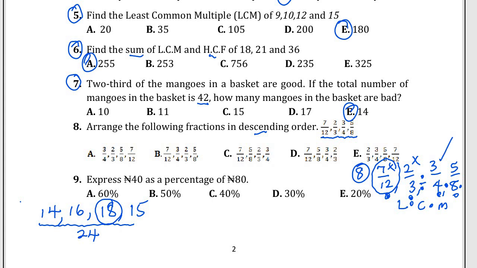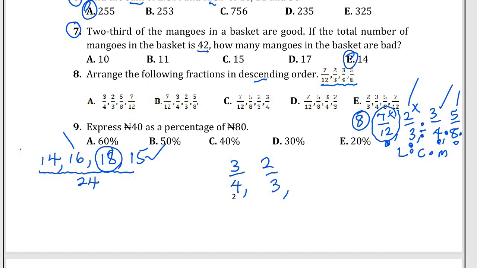And 18 is represented by 3/4. You write 3/4. Now, the next is 16, represented by 2/3. 2/3 comes next. Then we have 15, represented by 5/8. 5/8 comes next. And the smallest is 14, which is 7/12. So I have arranged it. Let's go to the options. 3/4, 2/3, 5/8, 7/12. The right answer is A. I hope this is clear.